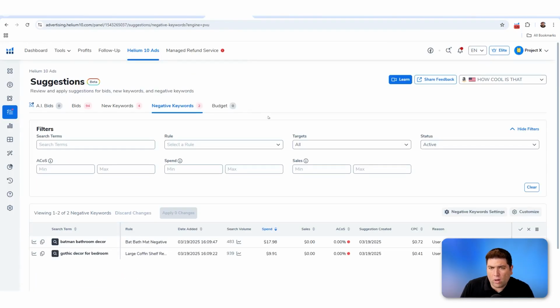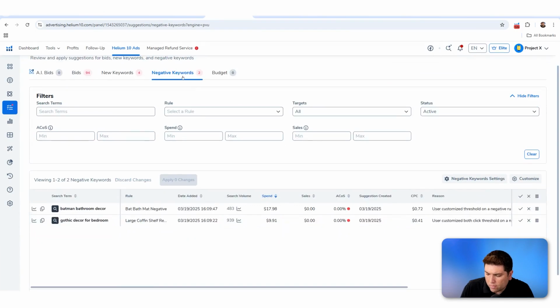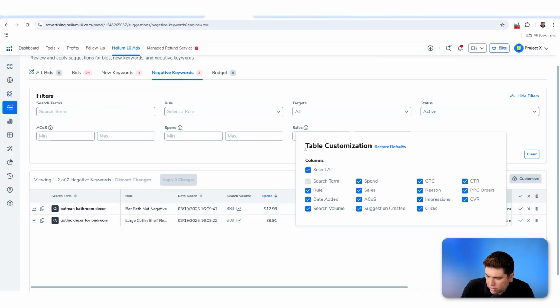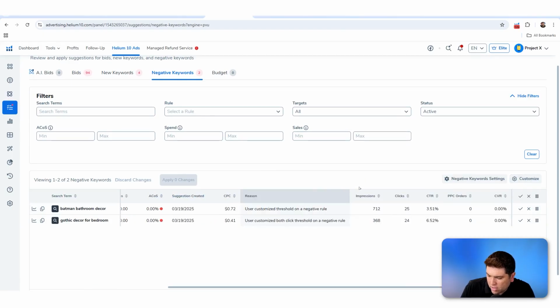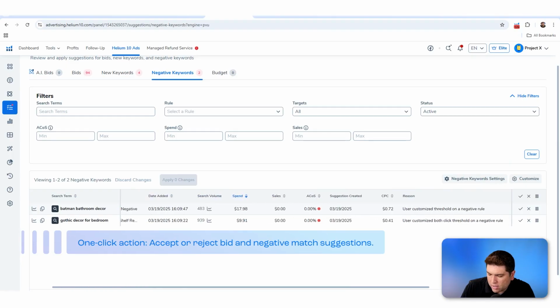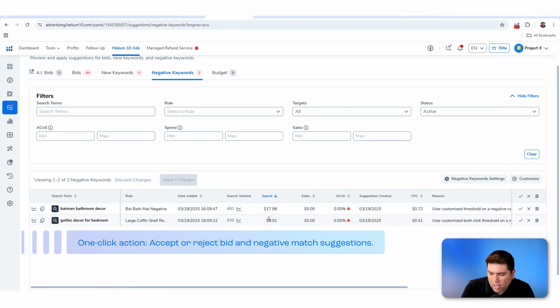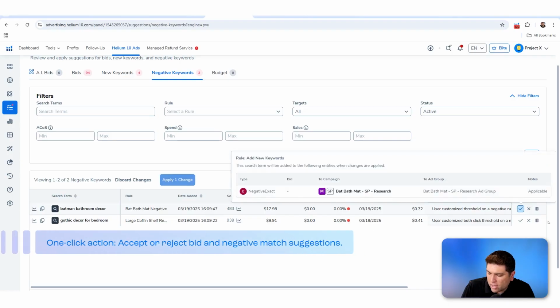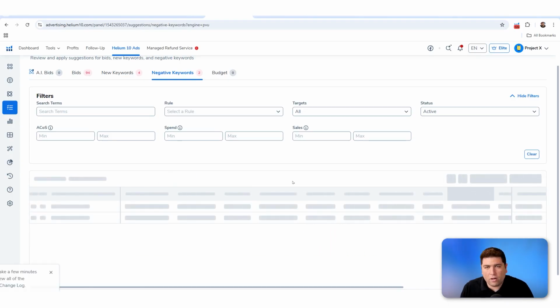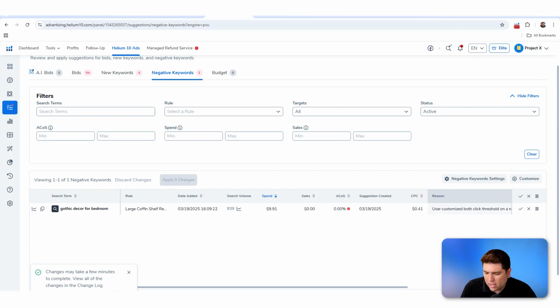So basically, all I do once a week, it takes me maybe 15 minutes. I'll go in and I'll look at all the negative suggestions. Like, look at this. Here's a keyword that had 25 clicks. I spent about $20 and no sales. Do I want to negative match it? And all I have to do is say yes or no. I'm going to say yes, and I hit apply, and it's done. So there's no downloading of spreadsheets or anything like that.